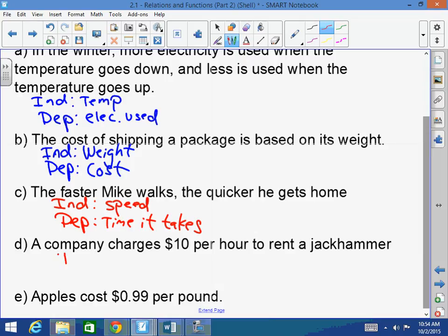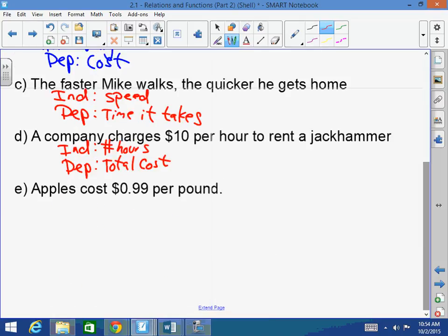Yes, sir, my brother. The independent is the number of hours. Very good. Independent is the number of hours. And the dependent is the total cost. Fantastic. Beautiful. Nicely done, sir. The dependent would be how much they need it for. Come again? Why can't the dependent be how many hours they need the jackhammer for? No, because independent is the number of hours they need it for. I may need it for 1 hour or for 10 hours. The total cost depends on how many hours I rent it for. It's $10 per hour. Every hour is $10.